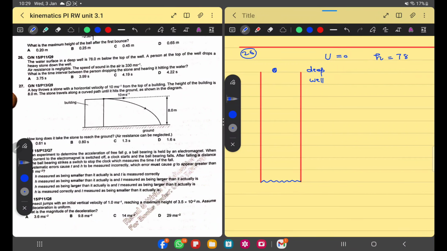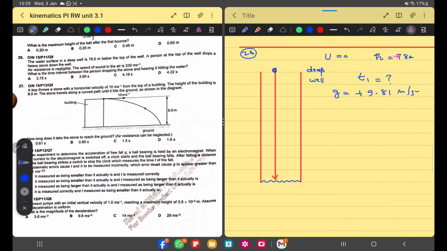The depth of the well, h, is equal to 78 meter. So the stone which is dropped will cover 78 meters distance to hit the water surface. If I ask you how long will it take to hit the water surface, I am calculating time and I am writing this time as t1. I am interested to calculate time, and you know that if an object is falling downward, then acceleration will be plus 9.81 meter per second square.